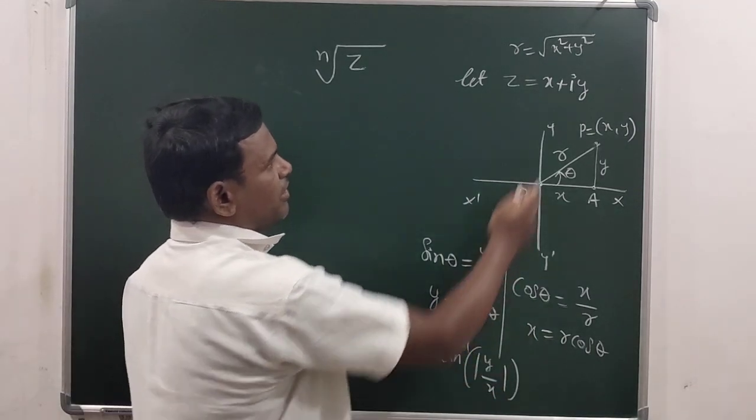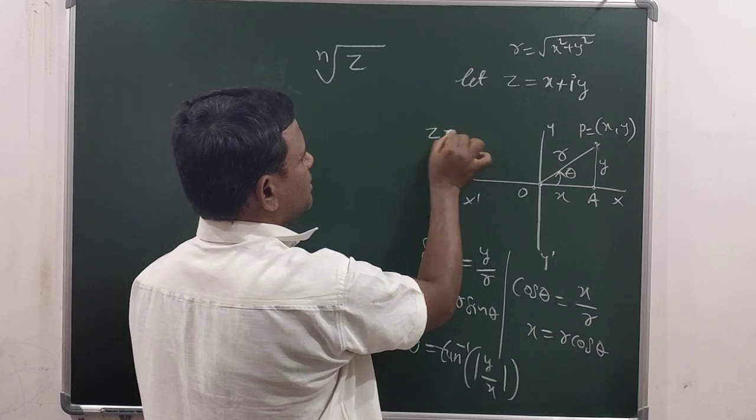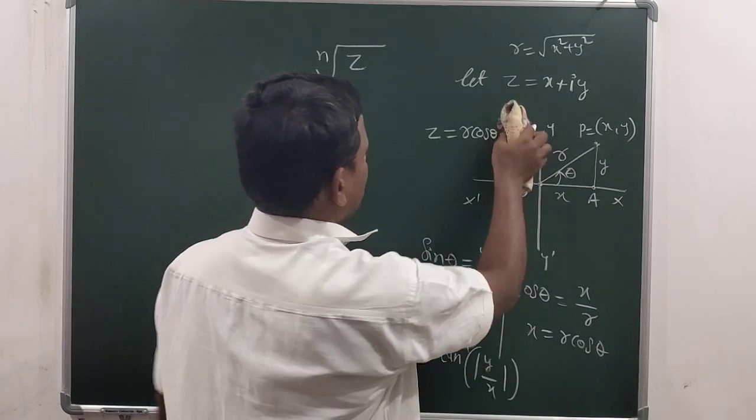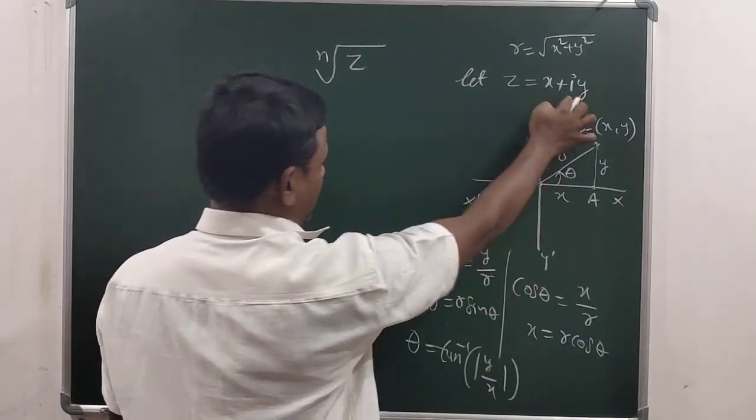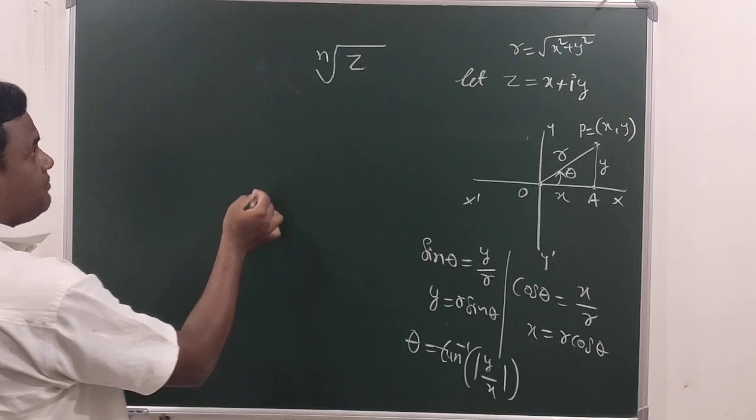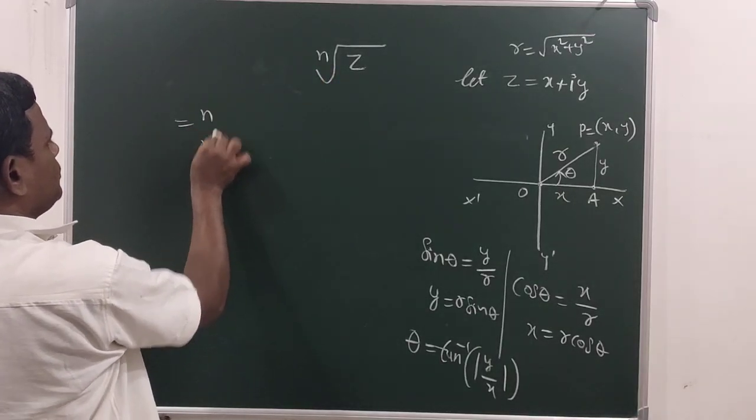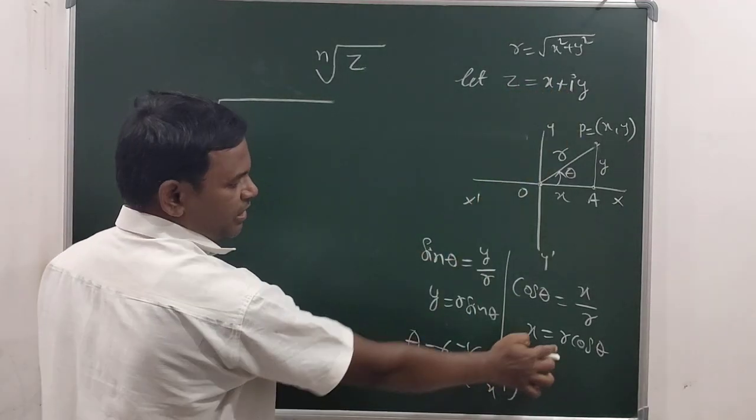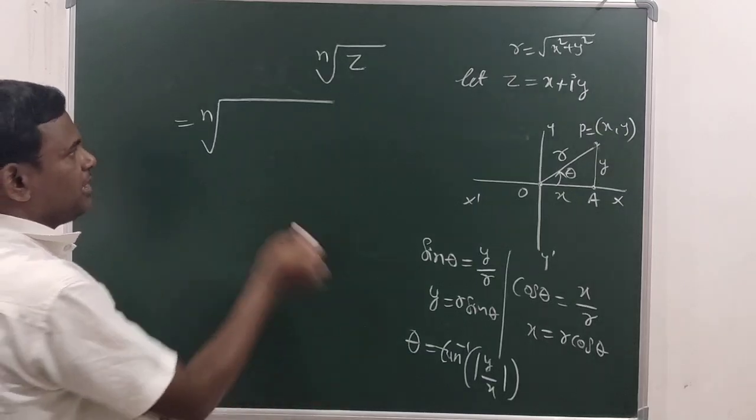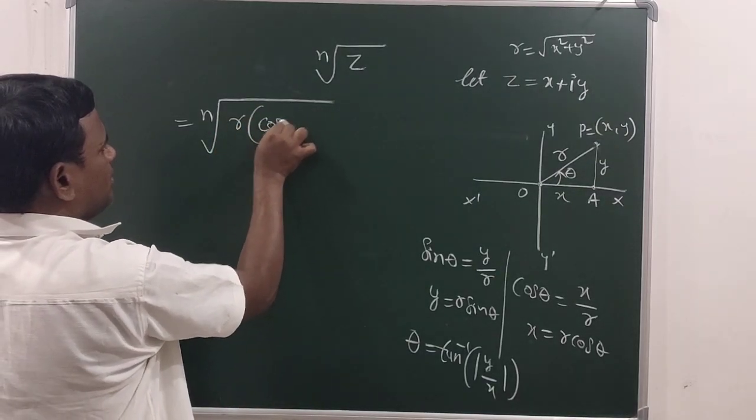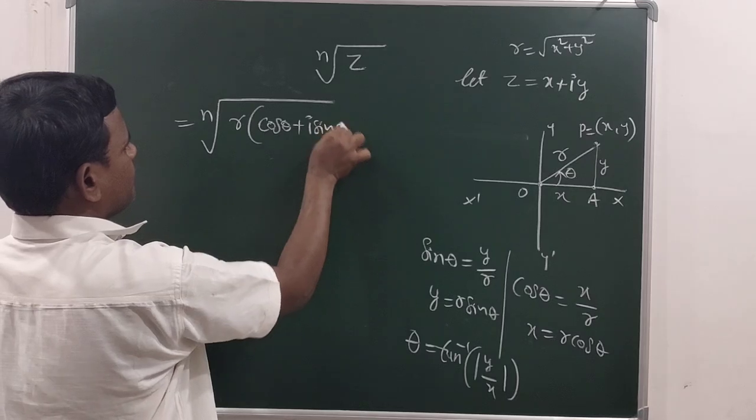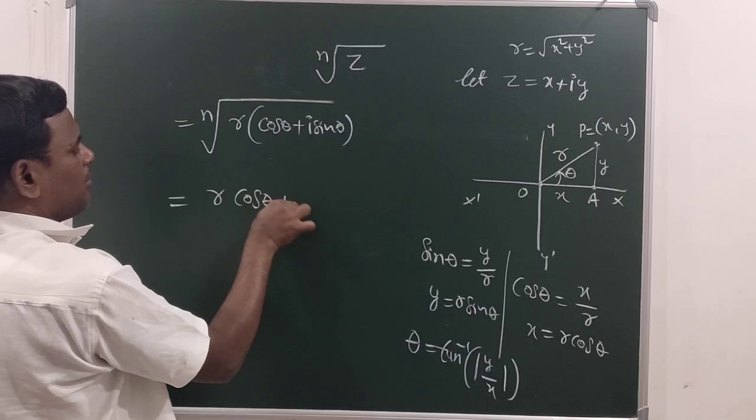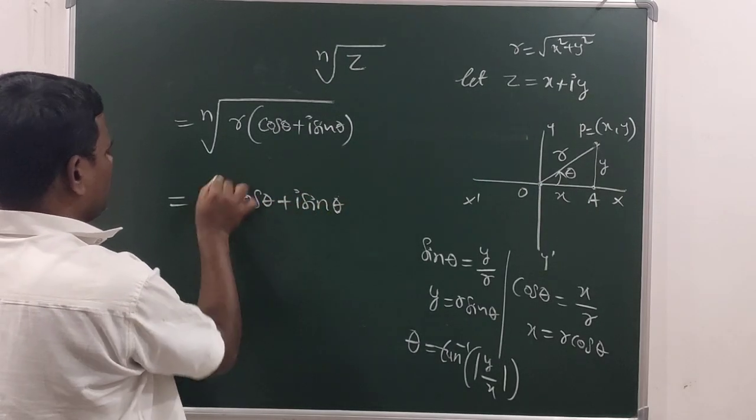Now write this x and y value over here so that you will get z equal to r cos theta plus i r sin theta. If you write this x value and y value here, then your complex number will become, what do you get? The nth root of, in place of this, write this value x plus iy. Here x value is r cos theta, y value is r sin theta. Take r common. So inside you will get cos theta plus i sin theta. Now this can be written as r into cos theta plus i sin theta whole power 1 by n.